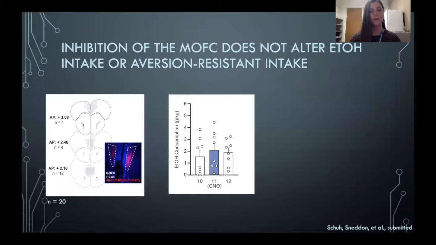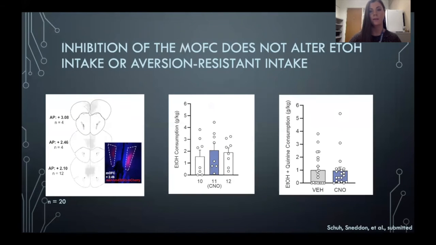What we first found for the MOFC was that inhibiting this region did not alter ethanol intake or aversion-resistant intake. As we can see with the middle graph, sessions 10 and 12 did not vary compared to session 11 when we inhibited the neurons in the MOFC. Then when we looked at aversion-resistant intake, we could see that there are no differences between groups when given a vehicle or CNO injection on ethanol and quinine consumption.